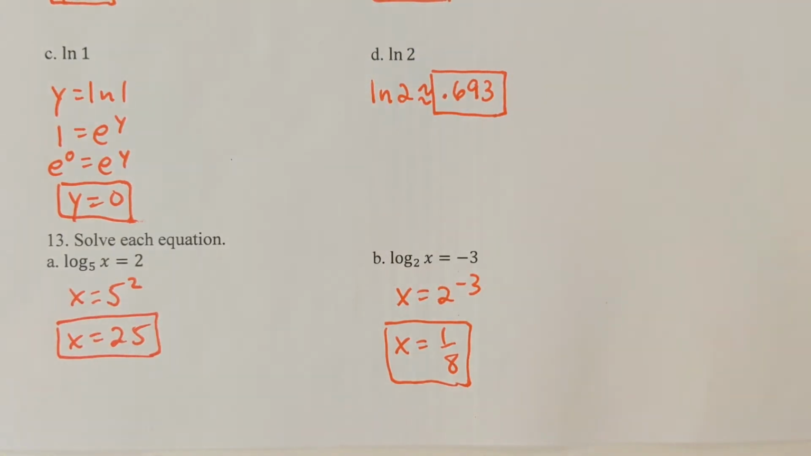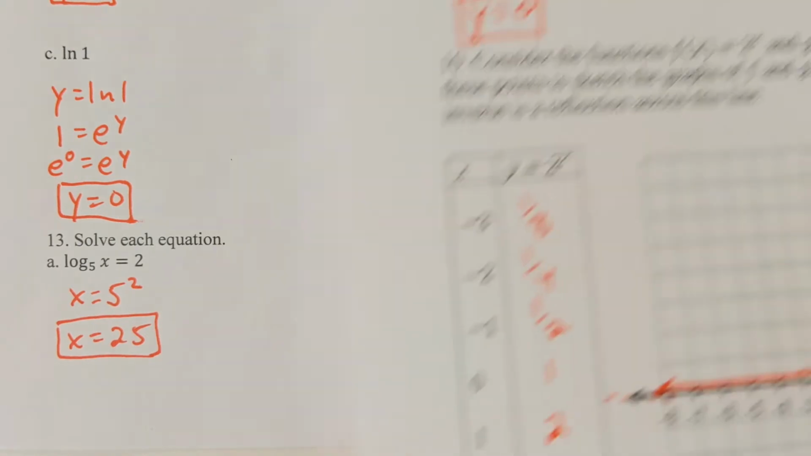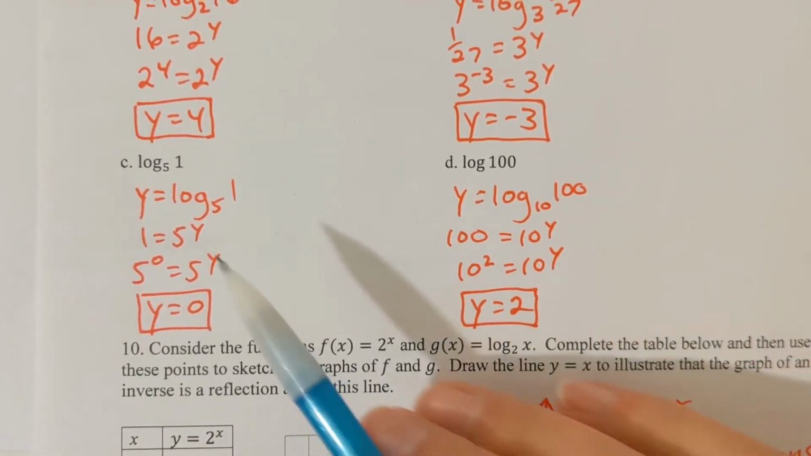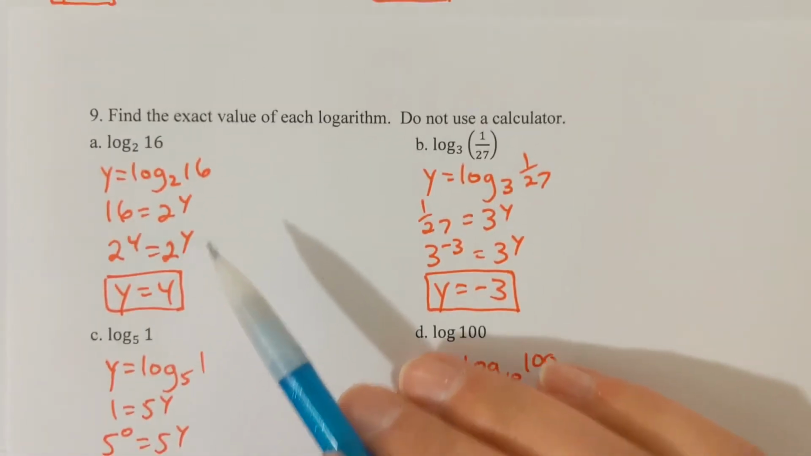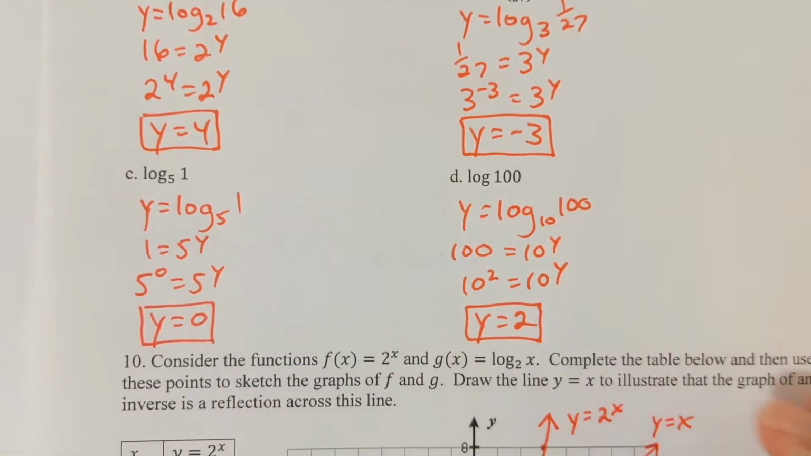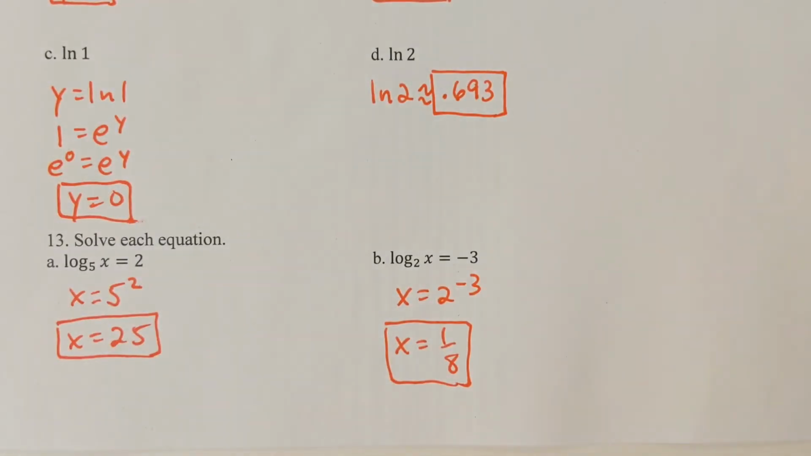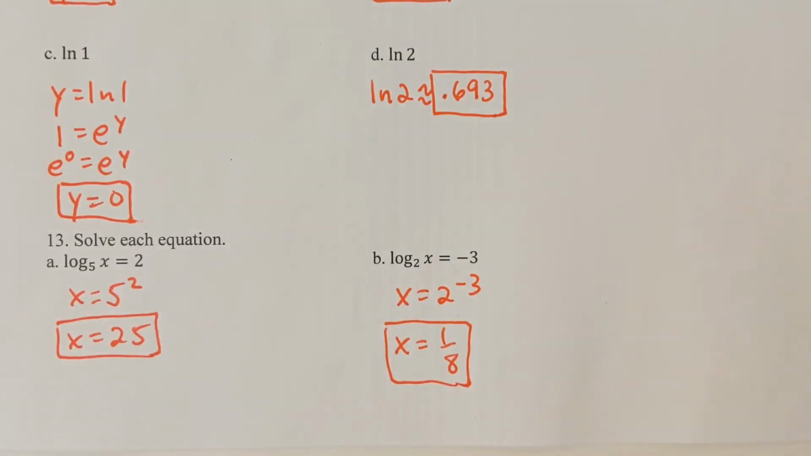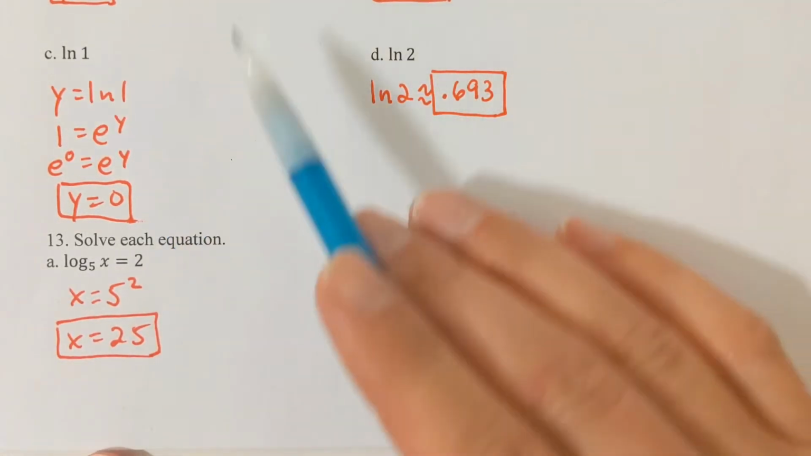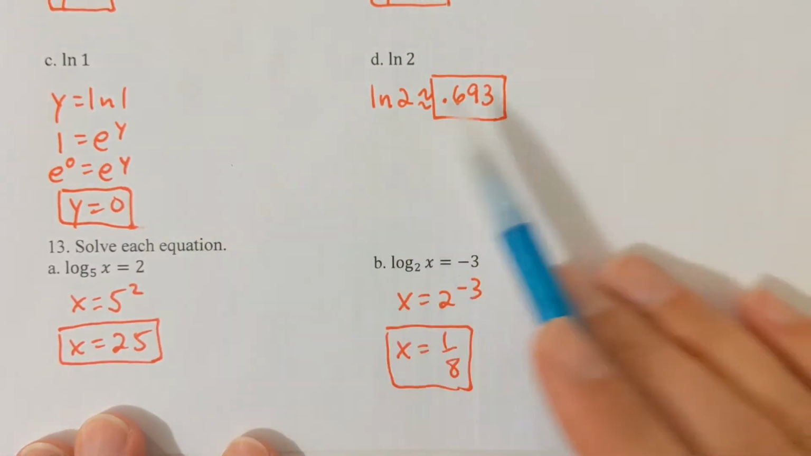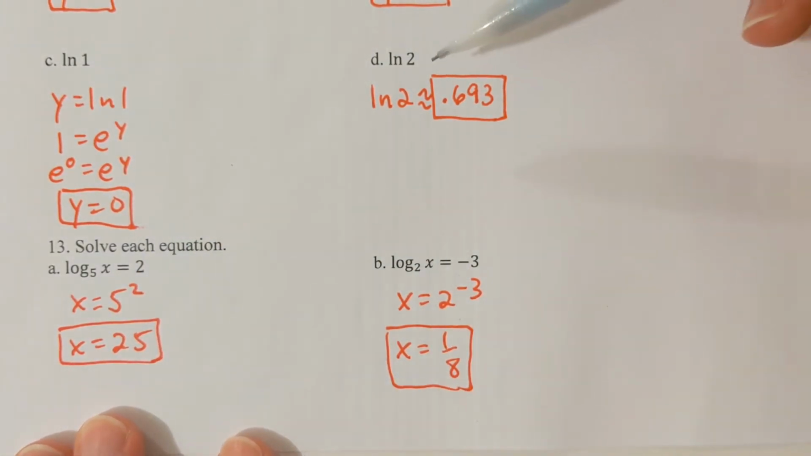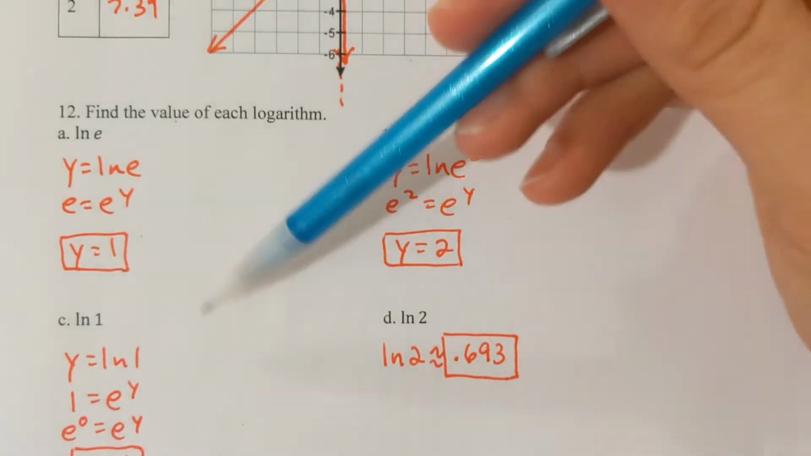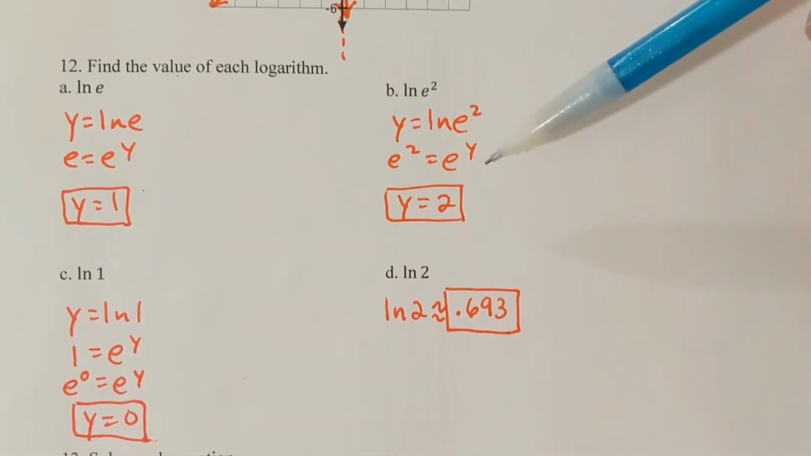Now I had mentioned earlier that log base anything of 1 is always 0. We looked at that in problem 9c here. Log base anything of 1 is always 0. So it doesn't matter if it's base 5 or base 3 or base e. Log base anything of 1 is always 0. Now these calculations involved no calculator.